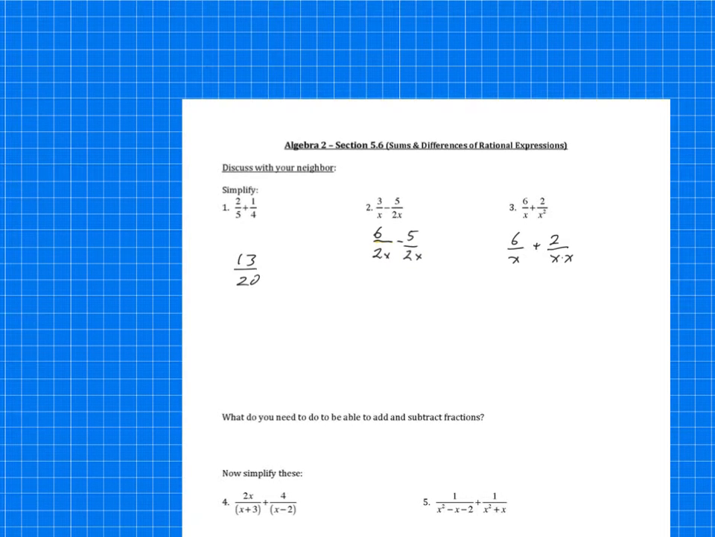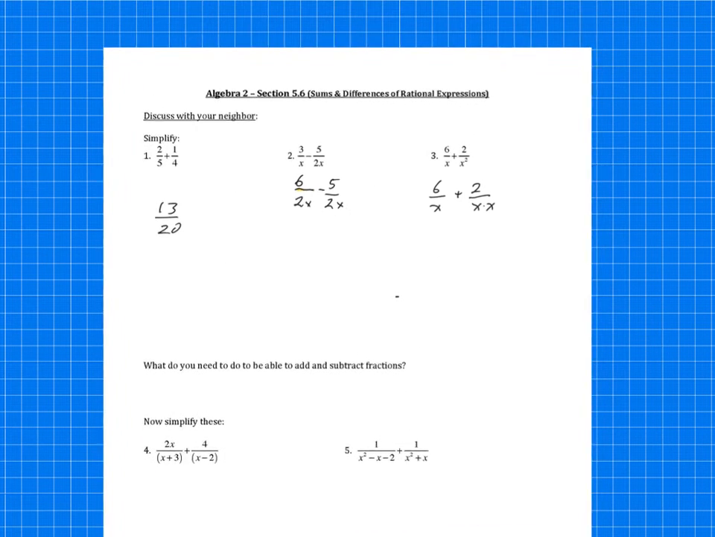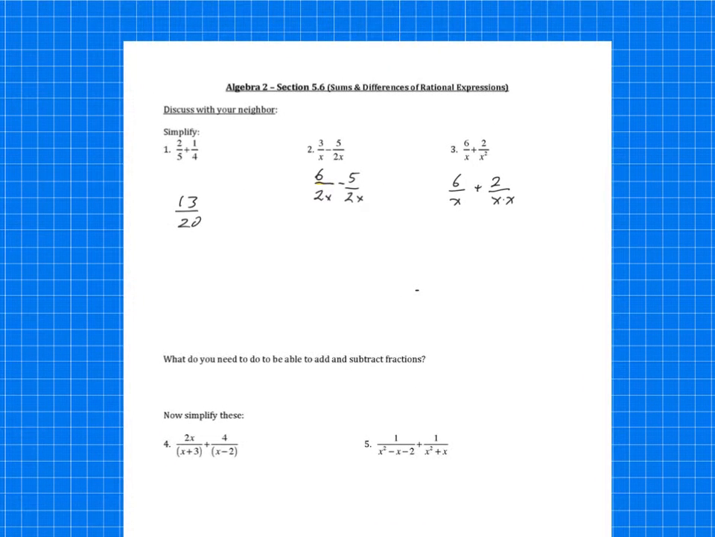So let me go to 3. Okay, let's go ahead and finish. We're going to need an x squared down here, so we need to put an x on the top too. So we get 6x over x squared plus 2 over x squared. And so in total, we get 6x plus 2 over x squared. Good with that? Yeah.